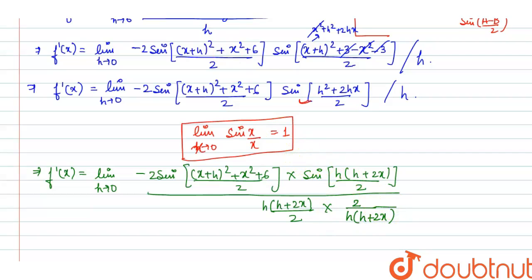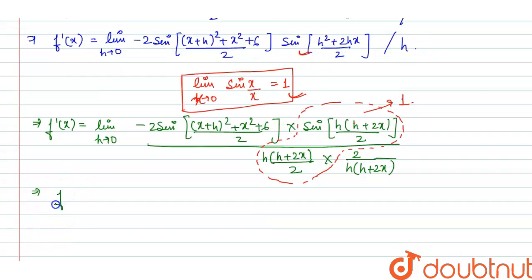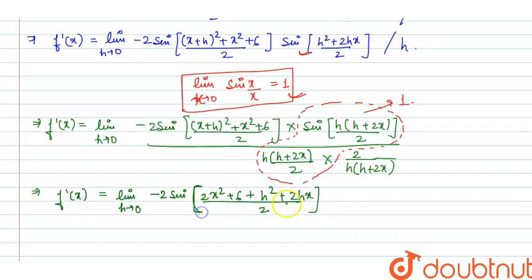As it is clear, this part I am highlighting follows the rule: sin x upon x has value 1 if x tends to 0. Here h tends to 0, and it is sin x upon x, so this value will become 1. Now I can write the remaining term, which is f'(x) equals limit h tends to 0 minus 2 sin. In the bracket, what will be remaining? Opening the bracket and solving it, 2x square plus 6 plus h square plus 2hx upon 2. This part will become 1. So in the denominator part only 2 upon h into (h plus 2x).